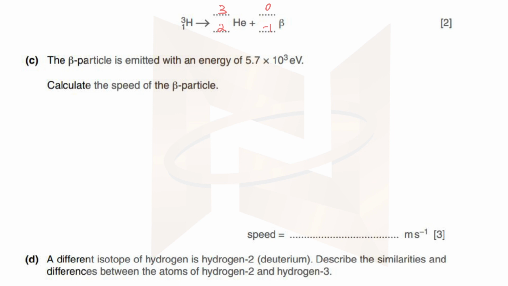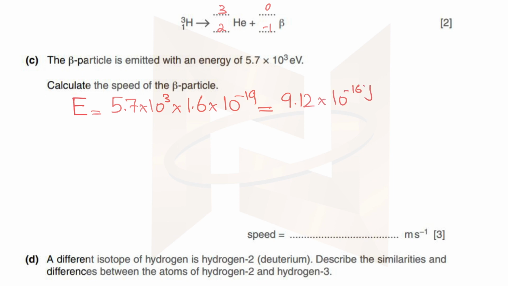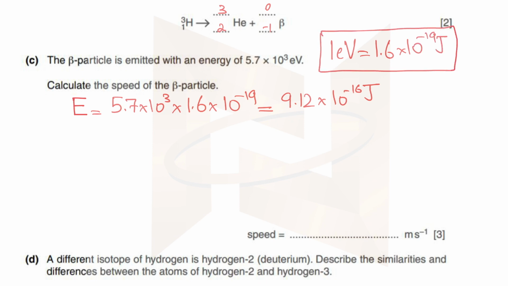Part C. Now, you're given the energy in electron volts. So first we need to convert it to joules. Remember the conversion. 5.7 into 10 to the power 3 into 1.6 into 10 raised to the power negative 19, which equals 9.12 into 10 raised to the power minus 16 joules. Now you must remember this conversion, that 1 electron volt is 1.6 into 10 raised to the power negative 19 joules. This will not be given to you in the data booklet, so memorize this.